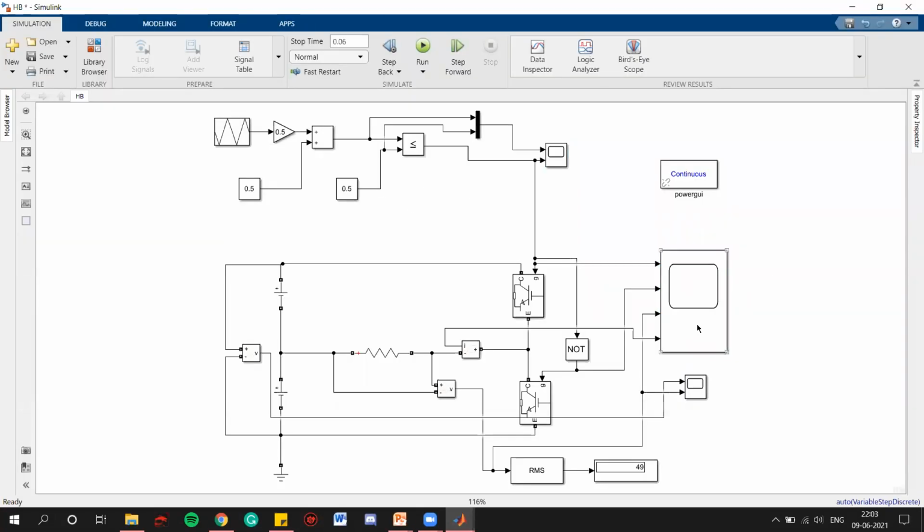So this was the MATLAB simulation on single phase half bridge. So why half bridge? We have half bridge because the total voltage that we are giving across the whole circuit is 100 and we are getting 50 volts as the output, right? So this was the simulation on half bridge single phase inverter.